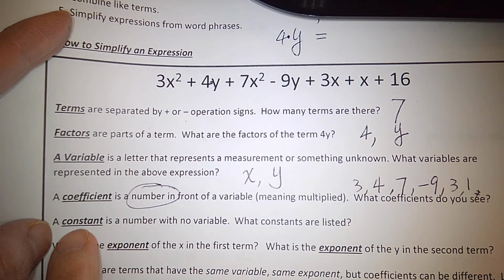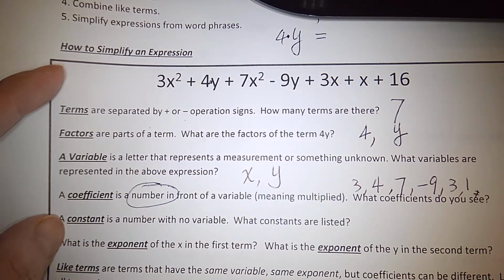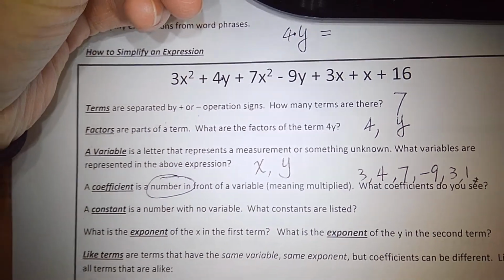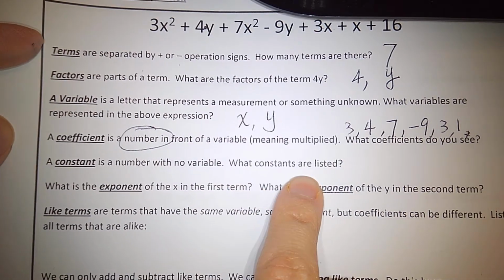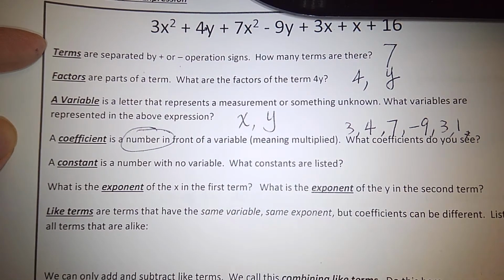All right, the next concept, Kano. A constant is a number with no variable. What constants are listed? 16. Yes, good.